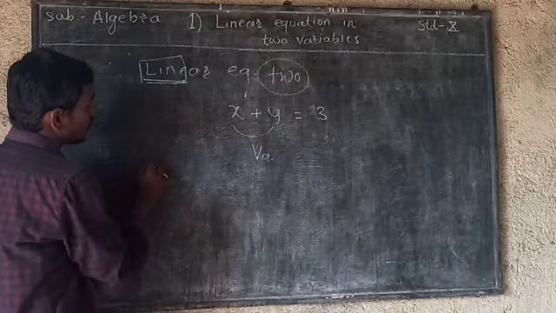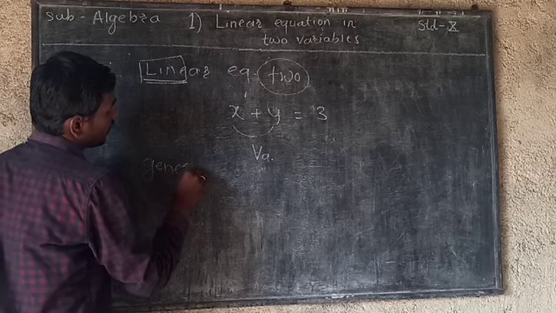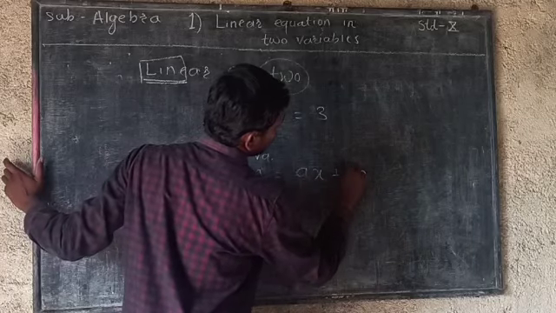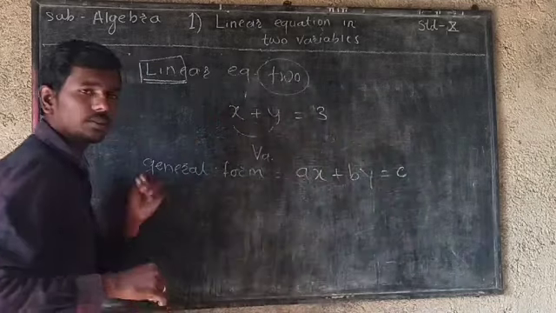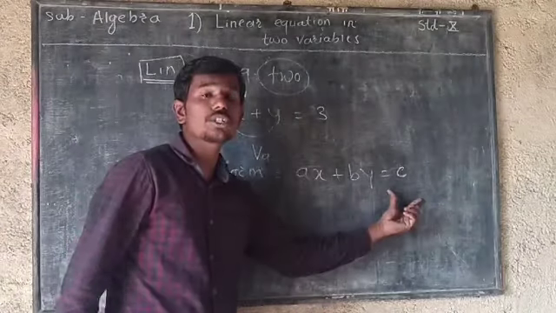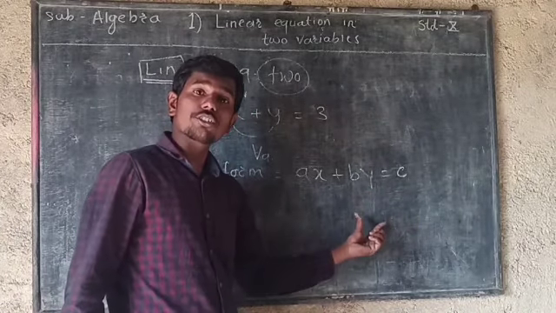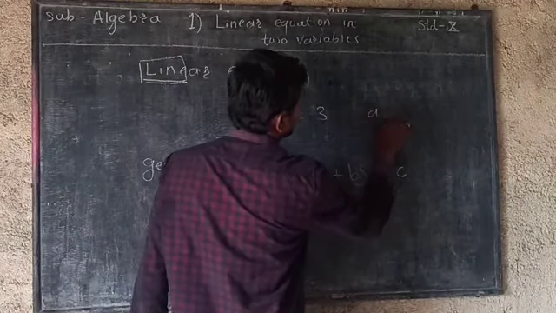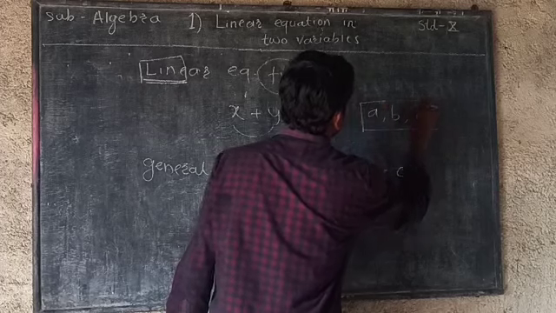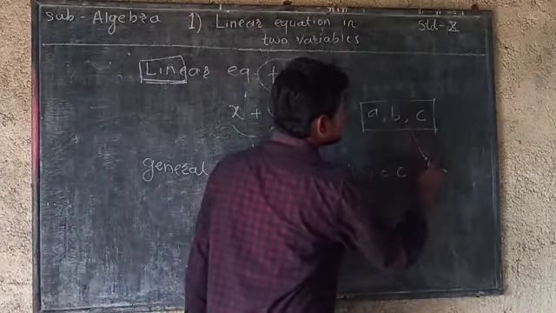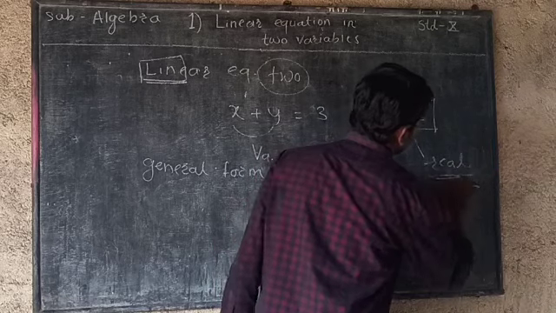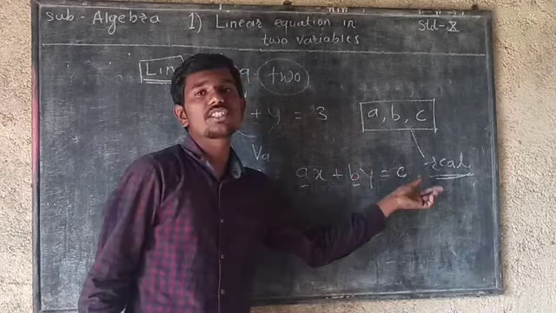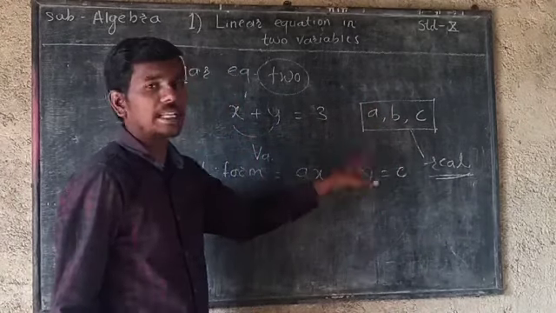So what is the general form? The general form of a linear equation is ax plus by is equal to c. So ax plus by is equal to c is the general form of a linear equation in two variables. So what are a and b? a, b and c all are real numbers, which means we can take any number instead of a, b and c.